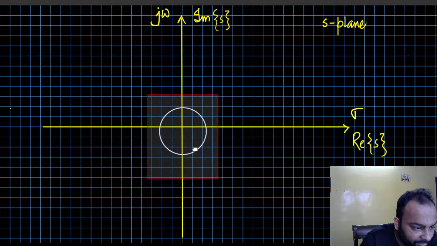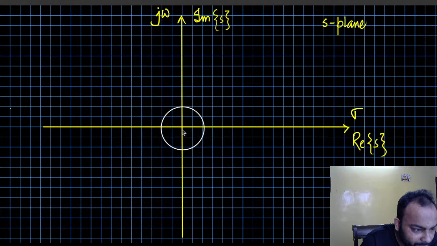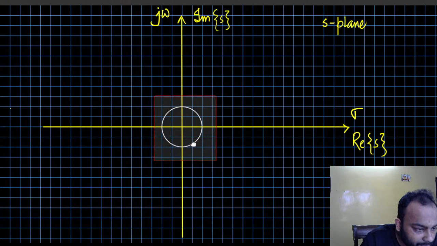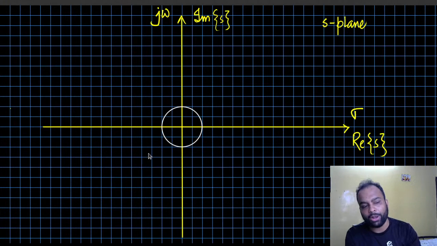Now it's going to be a very difficult drawing for me, so I would strongly suggest that you be patient. I just messed this up. So it's a very small circle, but any point on this circle will be the same distance from the origin. So if you have pole pairs anywhere on this circle, it will have the same value of omega n.